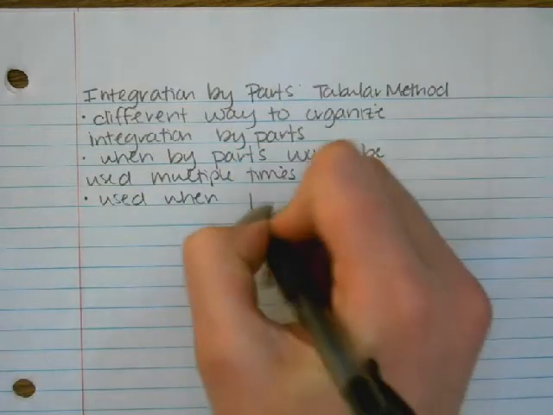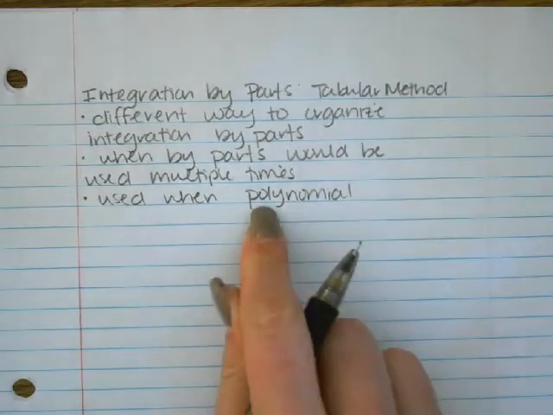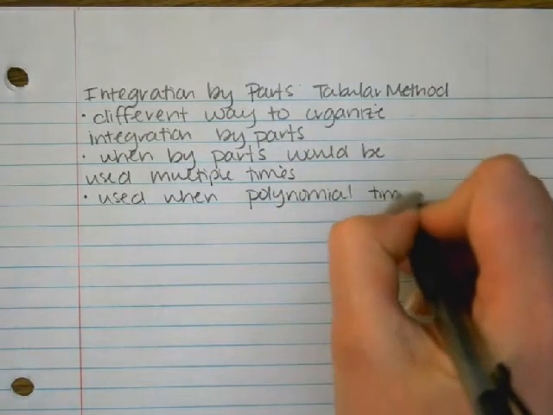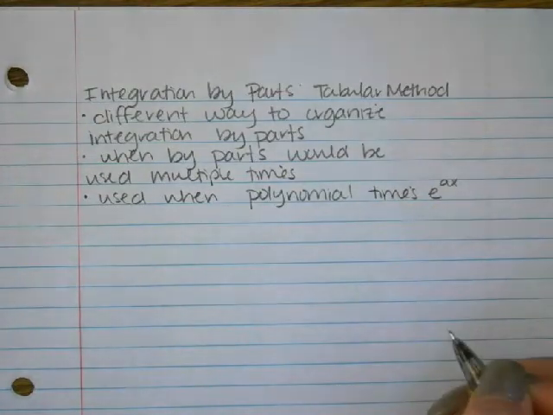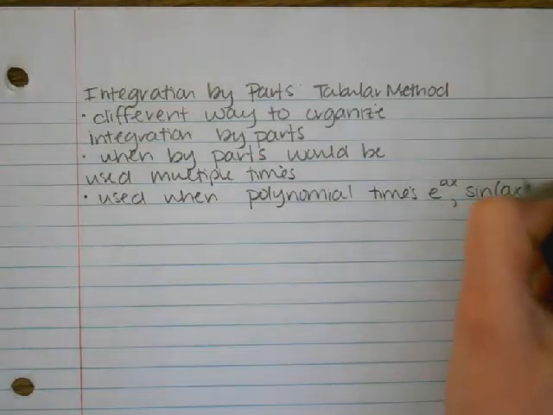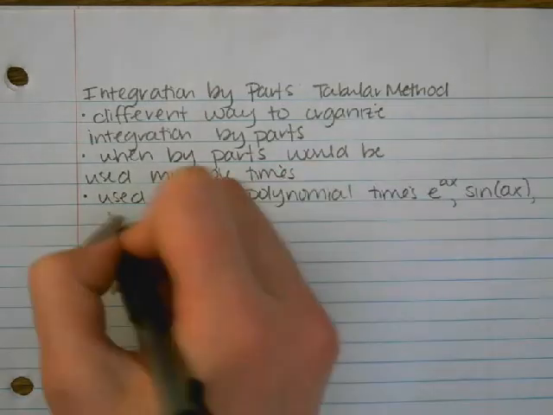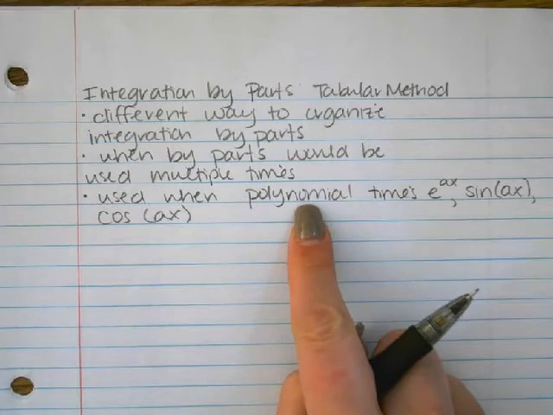You have a polynomial. That's the trick. It only works if you start with a polynomial. You have to have a polynomial times, and it could be multiplied by e to the ax power. It could be multiplied by sine of ax, where a is just some number. It could be a polynomial times cos of ax. But the trick is that the first thing has to be a polynomial.